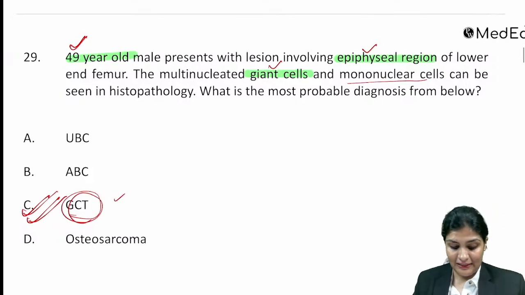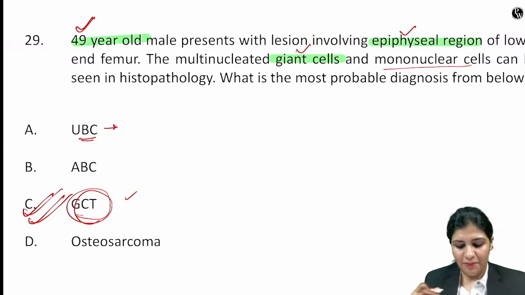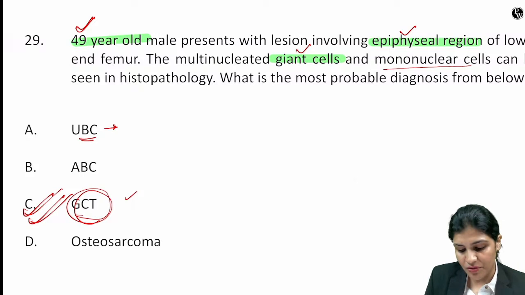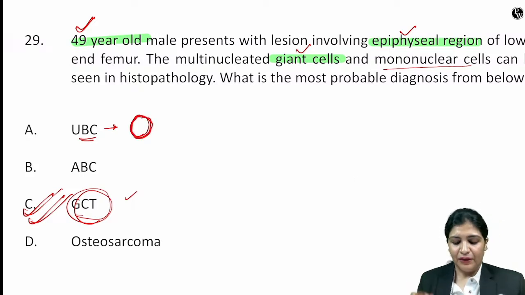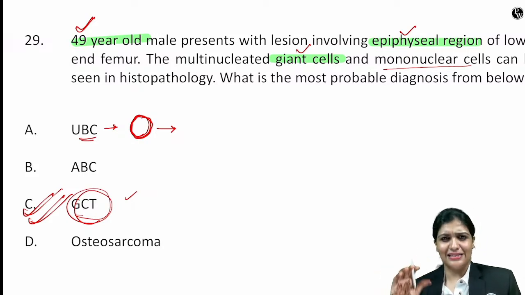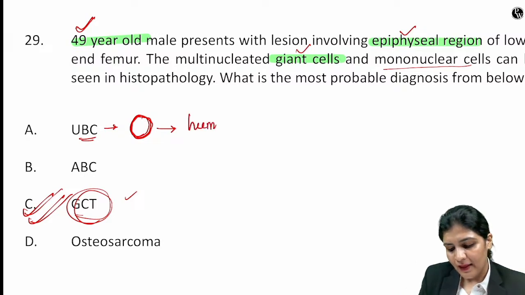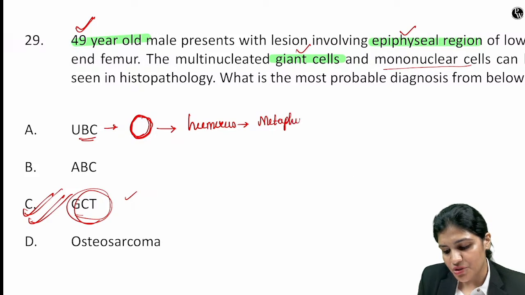Now let us see the other options. UBC, unicameral bone cyst. Here what you see is a single cystic area. This is a tumor-like condition, a cyst, which is seen mainly in the humerus, and mainly in the metaphyseal region. So you usually see unicameral bone cyst in the metaphysis.